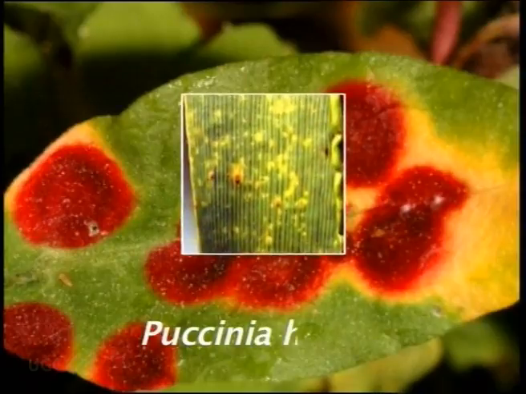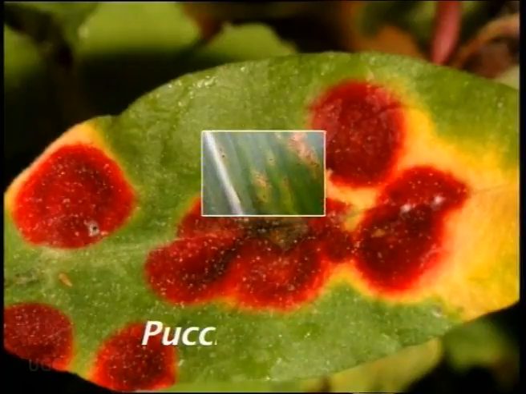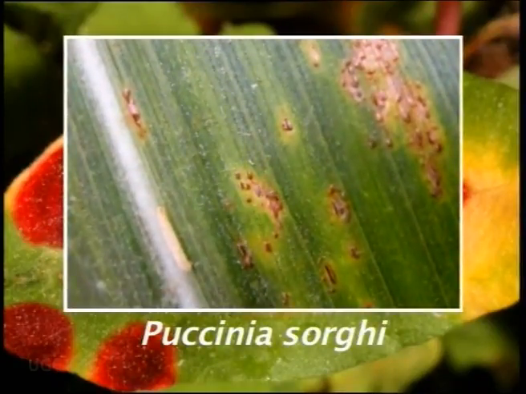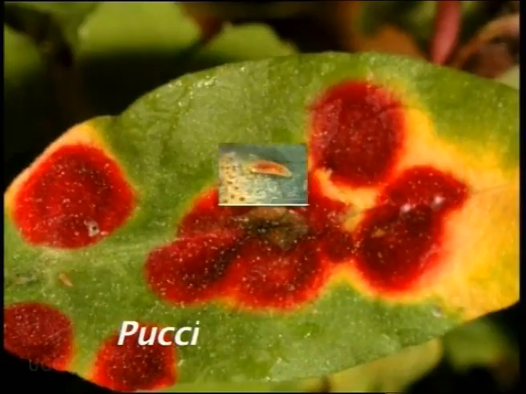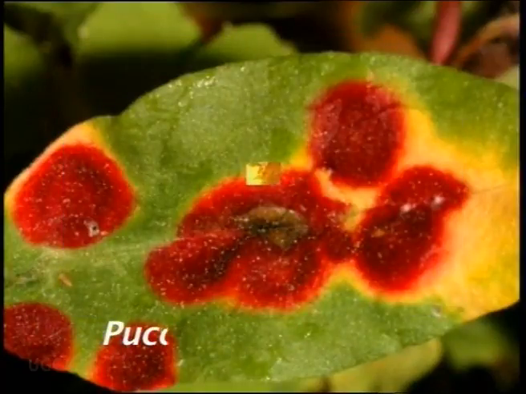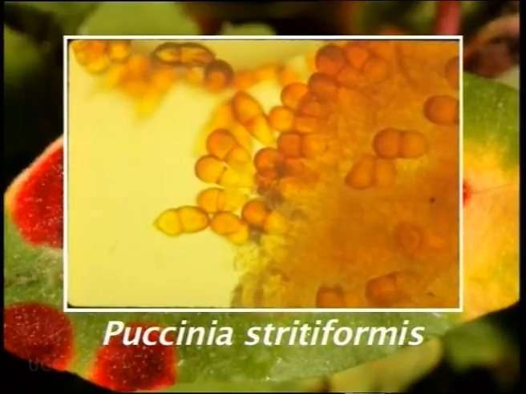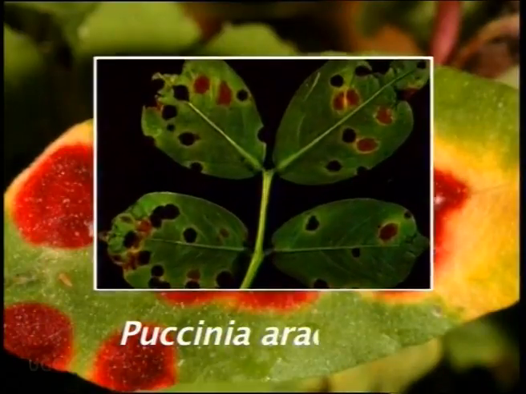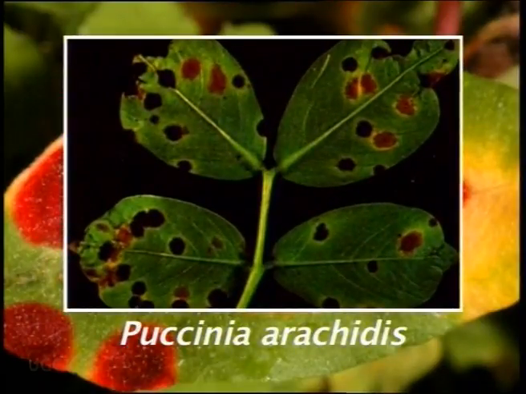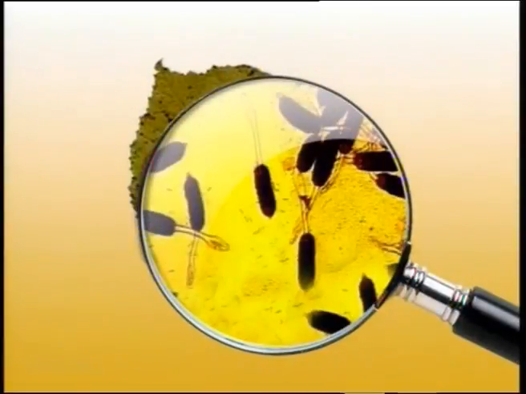Puccinia hordei, the barley leaf rust. Puccinia sorghi, the common corn rust. Puccinia recondita, the wheat leaf rust. Puccinia striiformis, the cause of stripe rust disease of various cereals, notably wheat and barley, and Puccinia arachidis, the peanut rust. Rust fungi may produce as many as 5 different stages in their life cycle.